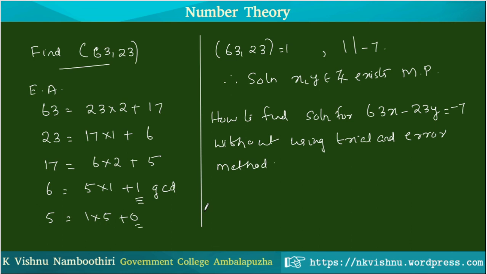So this is the question we have. How to find a solution for 63x minus 23y equal to minus 7. But we should not use the trial and error method, but we should devise some method based on our experience on concepts like GCD, LCM, etc. So trial and error method not permitted. So in that case, how do we find a solution?